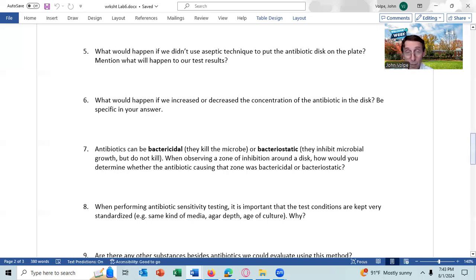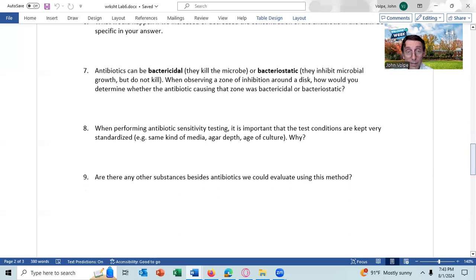All right, 8. When performing antibiotic sensitivity testing, it's important that the test conditions are kept very standardized, meaning we use the same kind of media, Mueller-Hinton plates. We use the same agar depth, 4 millimeters, and the same age of the culture. Why?